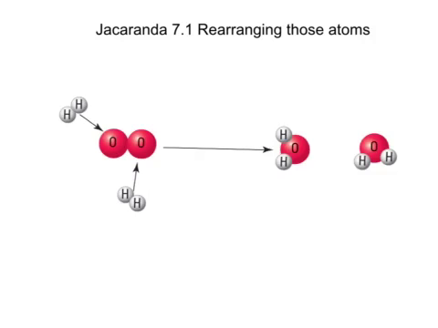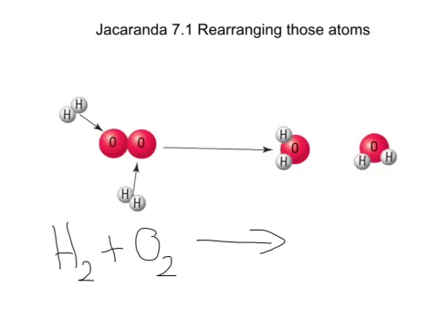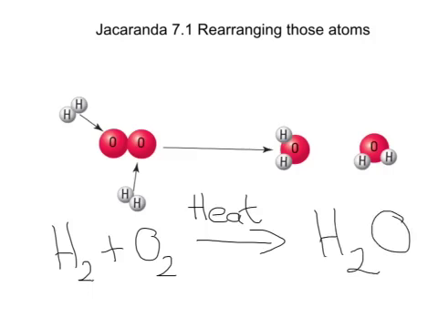Okay? And if we were to represent that, let's see if we can actually draw it. So it'll be H2 plus O2 in the presence of heat, being H2O. Now, the important thing here is that we've actually got two hydrogen molecules here, so we'll need to do some balancing.